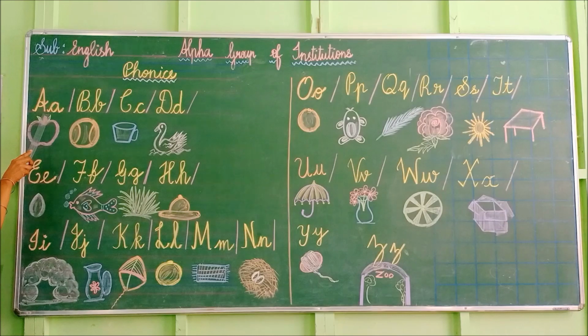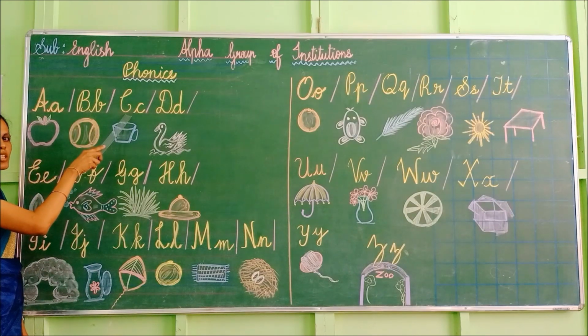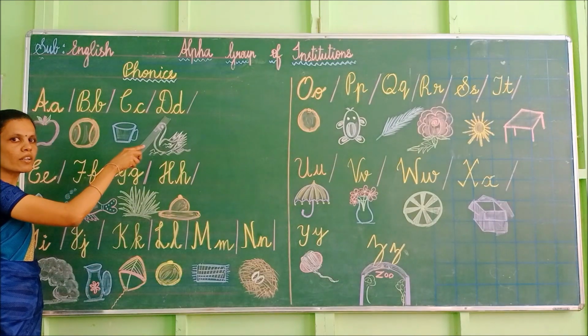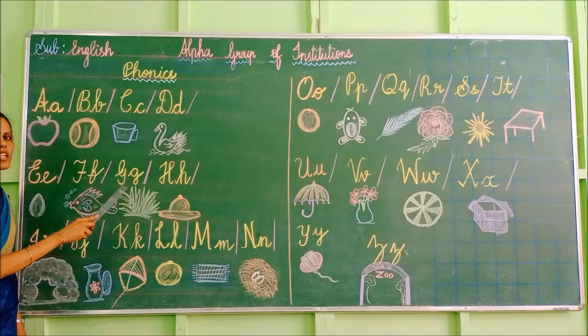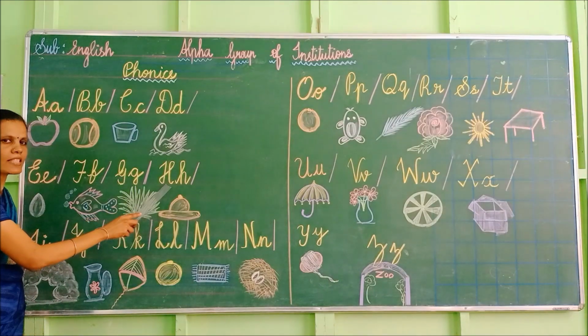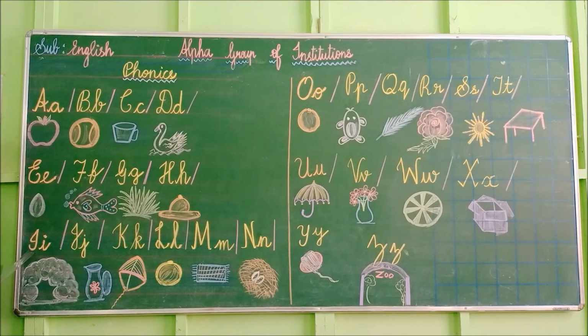A sounds A. B sounds B. C sounds K. D sounds D. E sounds E. F sounds F. G sounds G. H sounds H. I sounds I.